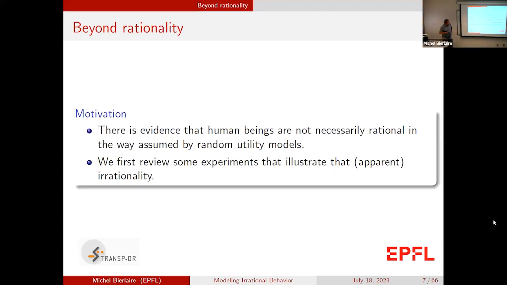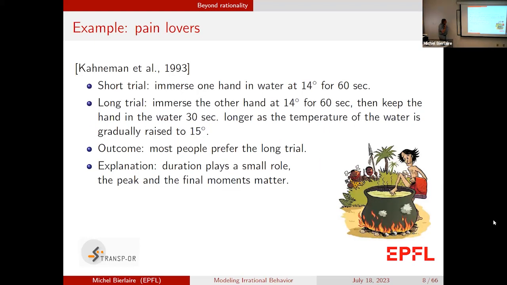Right? So this is a first example by someone who actually got the Nobel Prize as well for all these experiments that he conducted. And this is the experiment. So he asked people to put their hand in cold water for 1 minute. So 14 degrees, it's not very pleasant.